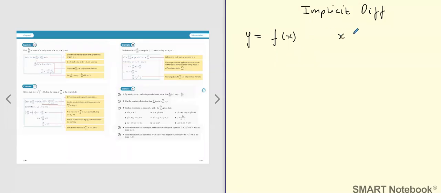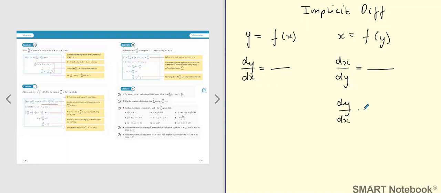Or we've seen x equals some function of y. And so we can work out dy by dx over here, or we could have done dx by dy of this and worked out something and then said dy by dx equals 1 over whatever the thing is. So we can say f dash of y. Okay, so we're used to doing that when either y or the x is the subject of the equation.